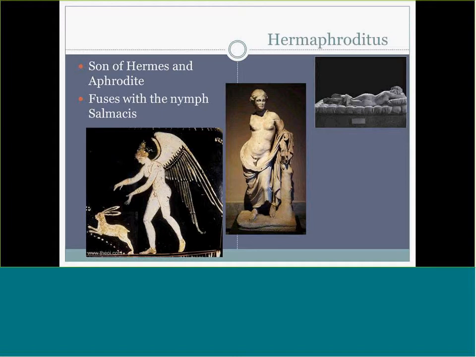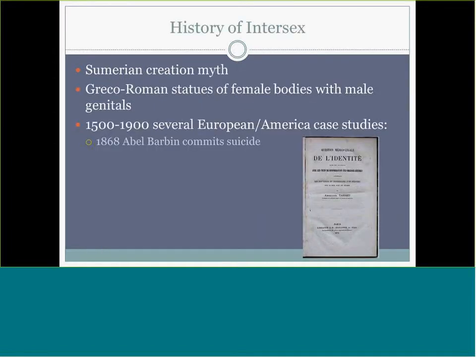So, the history: we used to use the word hermaphrodite until 2005. Hermaphroditus was the son of Hermes and Aphrodite, and the nymph Salmacis fell in love with him and merged with him, and you can see these Greek and Roman statues that show both female and male genitals.